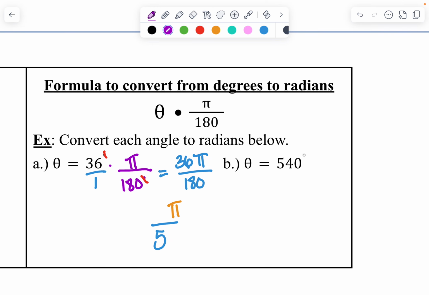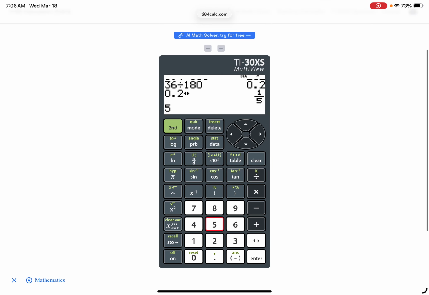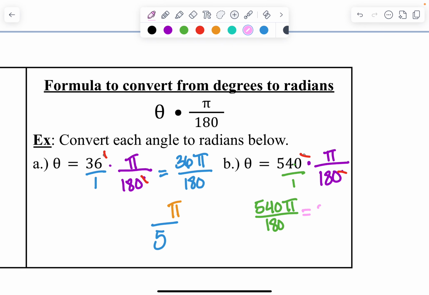Okay, on letter B, same idea. If we want to get rid of degrees to have radians, we want degrees on bottom and radians on top. So our degrees will cancel, and now we're left with 540 times pi up top and 1 times 180 on the bottom. Same idea. We're going to go to our calculators and figure out what these would simplify to, and then we'll put that pi back. So 540 divided by 180 is 3, and we'll put that pi back, 3 pi.